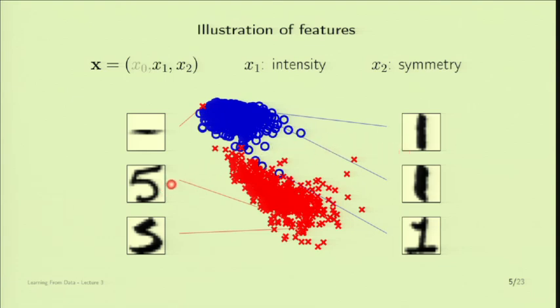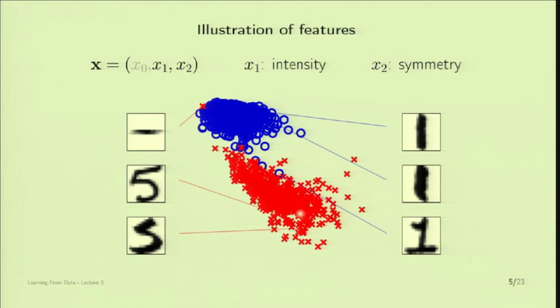Okay, there are more pixels occupied by the 5 than the ones. So this is the coordinate, which is the intensity, and indeed, the red guys, which happen to be the 5s, are tilted a little bit more to the right, corresponding to the intensity. If you look at the other coordinate, which is symmetry, the 1 is often more symmetric than the 5. Therefore, the guys that happen to be the ones, the blue, tend to be higher on the vertical coordinate, okay? And just by these two coordinates, you already see that this is almost linearly separable.